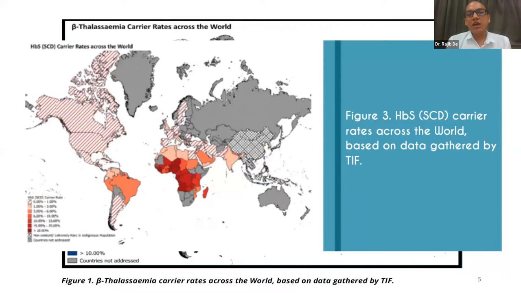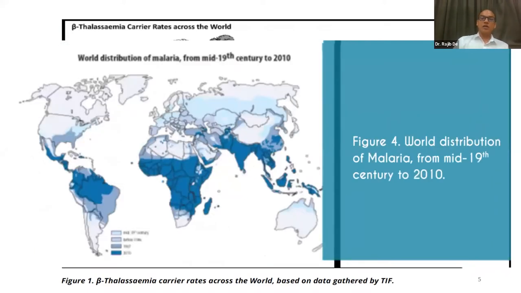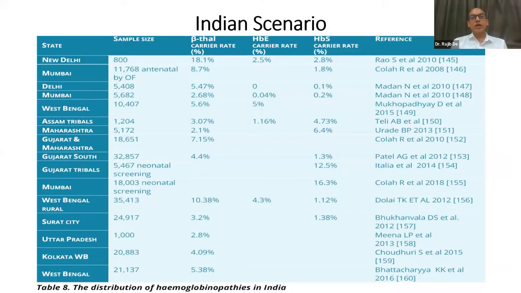And sickle, as far as India is concerned, is located in a few states only, Odisha and Madhya Pradesh. The global prevalence of thalassemia is very similar to the world distribution of malaria in the last 20 years. It is also mentioned in the TIF guideline. So they mentioned these articles to assess the prevalence in the Indian scenario.